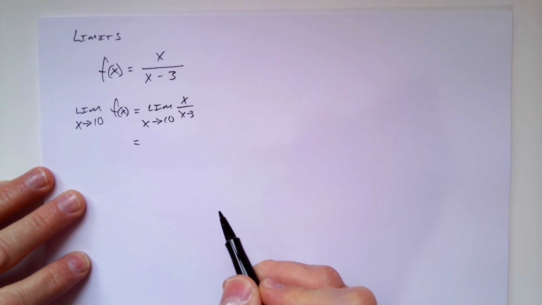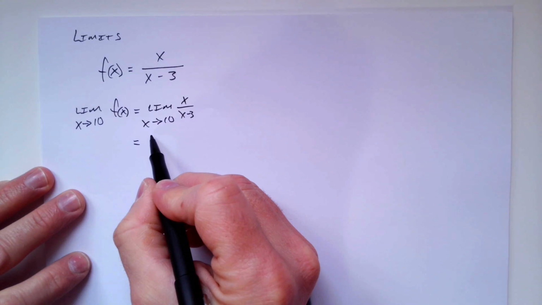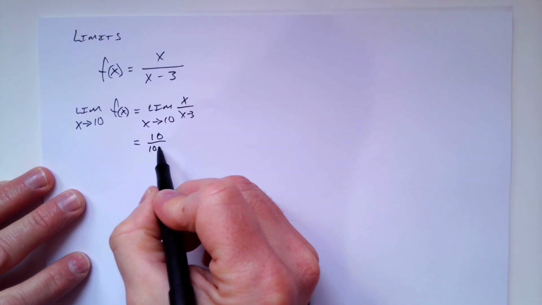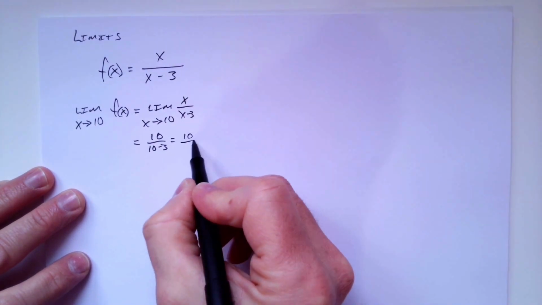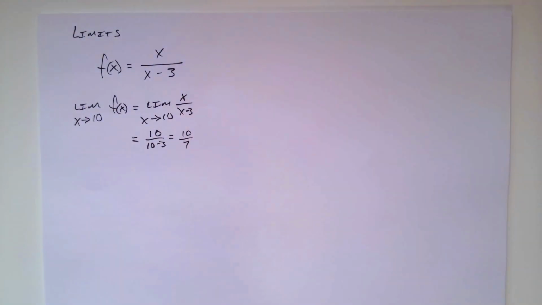Now, sometimes with limits, what we can do is just take the number that's right there and plug it into the function, or the expression we have. So this is 10 over 10 minus 3, which is 10 over 7. We can write the decimal equivalent of that, but we don't have to. That is really all we need from there. So this is our value that we end up with, 10 over 7.